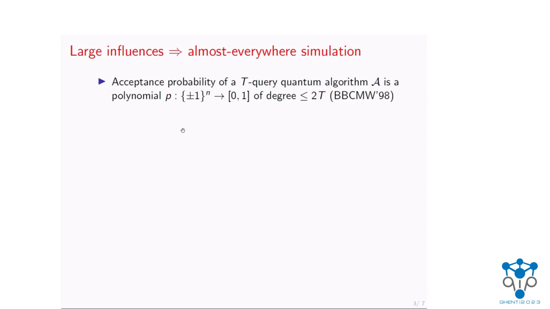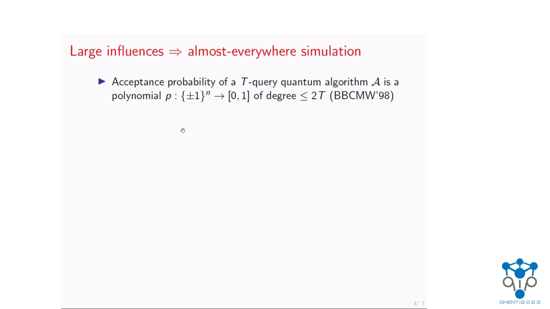So we developed this polynomial method for quantum algorithms, and the core statement is that if you have a T-query quantum algorithm on your n-bit input, then its acceptance probability, so its probability to output a 1, can be written as a multivariate, n-variate polynomial that takes an n-bit input and maps it to a number between 0 and 1. It would be the acceptance probability on that particular input. And the crucial point is that this polynomial will have low degree.